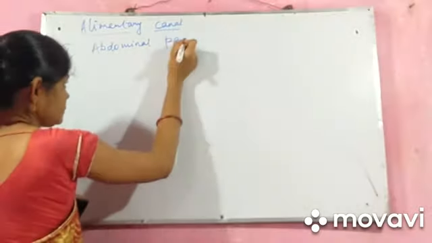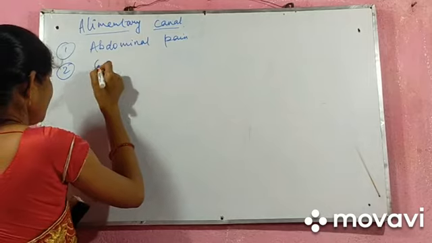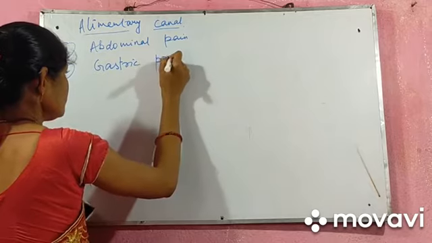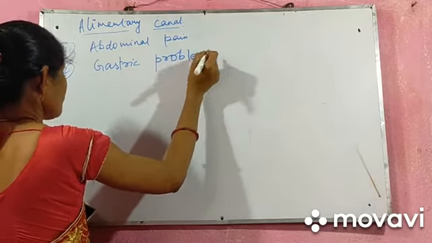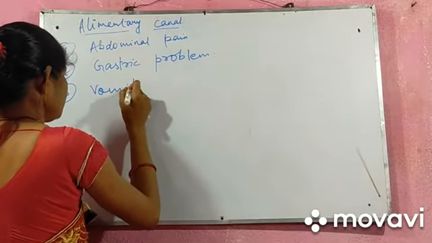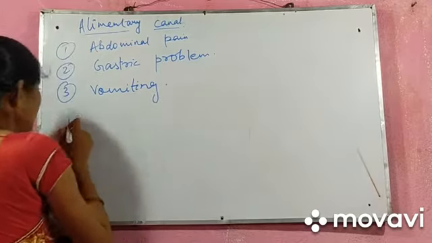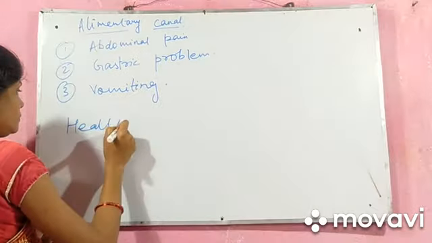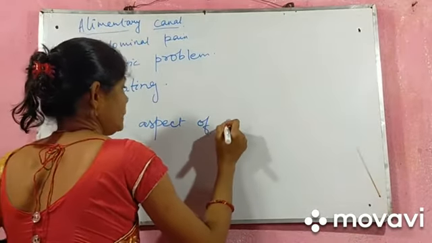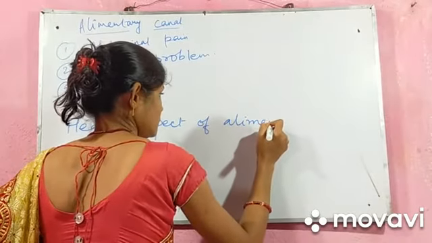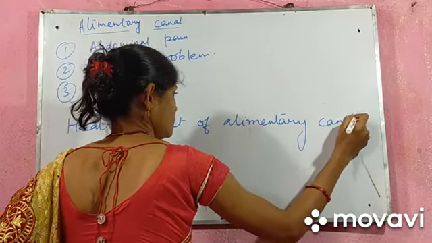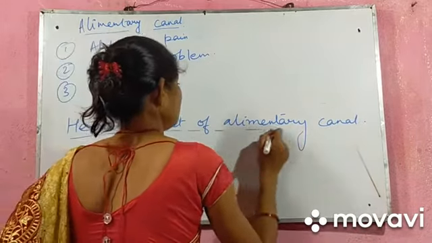Abdominal pain, gastric problem, and vomiting. So these are the health aspects of the alimentary canal. Health aspects of the alimentary canal.